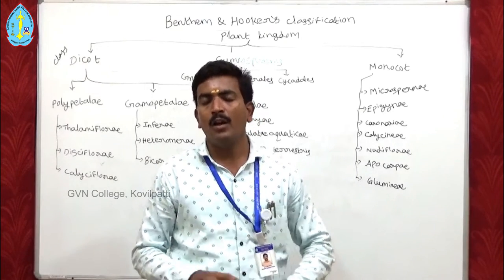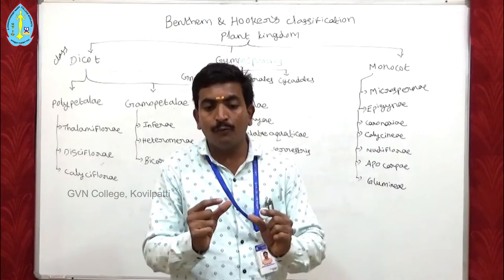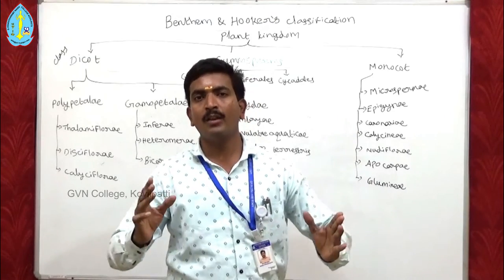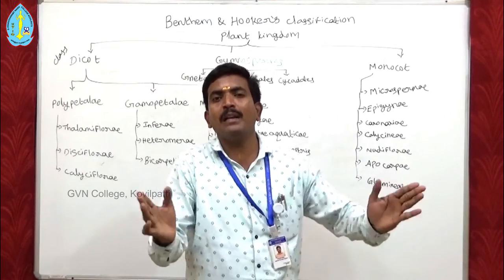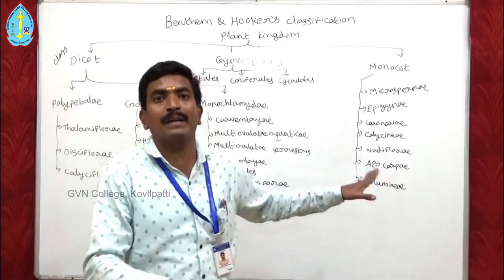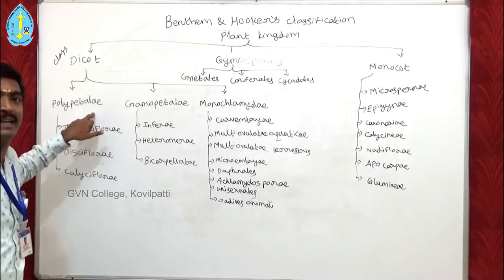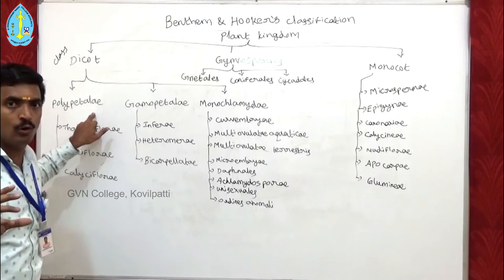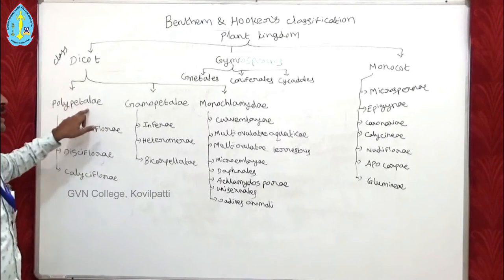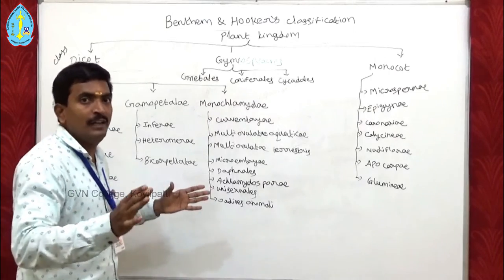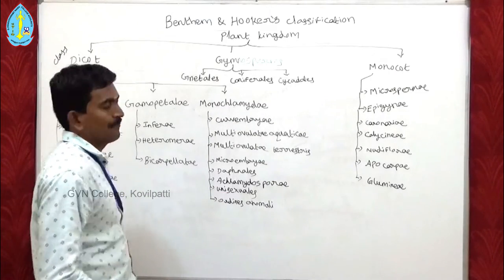One character is the flower petals. Petal means the colored part. In some flowers the petals are free, so he puts the free-petal plants under the name polypetalae. Poly means many, or free; petal means the corolla. So polypetalae means free corolla.